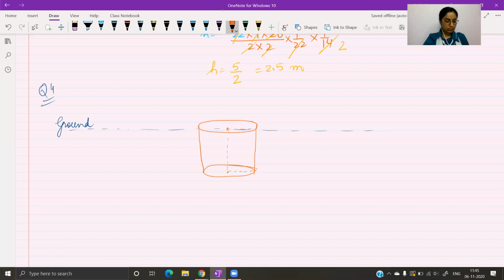So the well is of diameter 3 meters. The depth of the well is 14 meters. And then there is the embankment with width 4 meters.